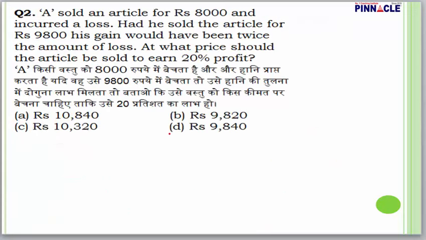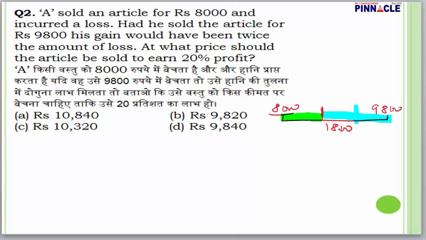Next question, question number 2. A sold an article for ₹8,000 and incurred a loss. Had he sold the article for ₹9,800, his gain would have been twice the amount of loss. This is 8,000 and this is 9,800. Here the gap is 800. Till here it was loss, but here this is profit, which is two times of this.